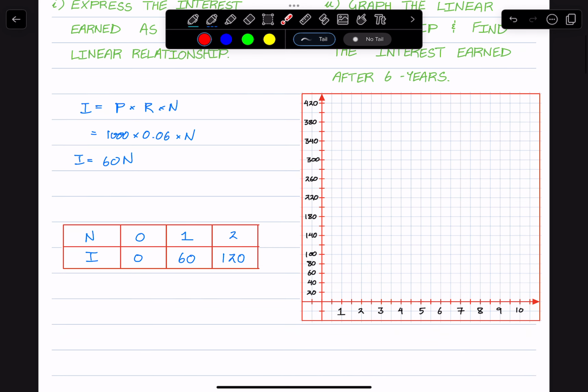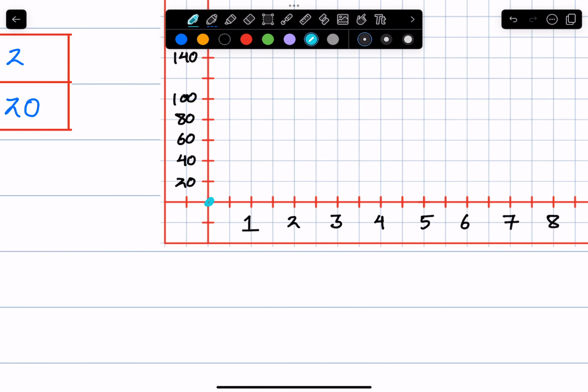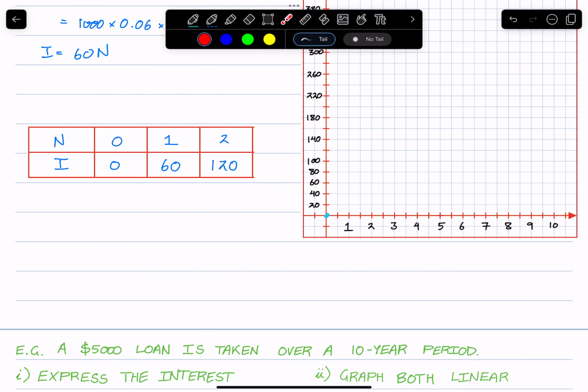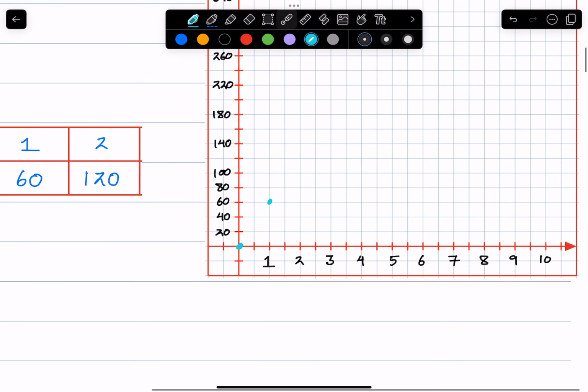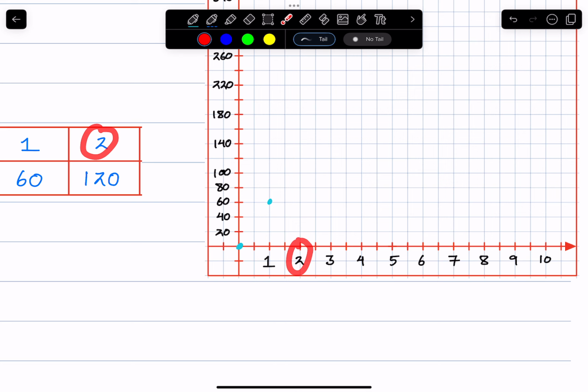So let's graph this. When n is 0, I is 0. So that will be at the origin, 0, 0. When n is 1, I is 60. So this point is where it meets. And the last one here, we can see when n is 2, I is 120. 120 would be here. So we can see that that is the point where it meets.